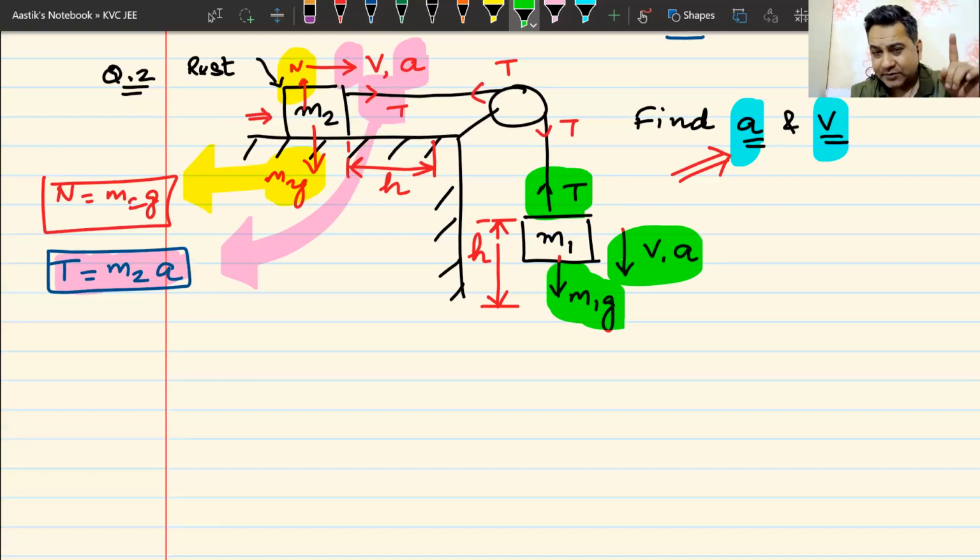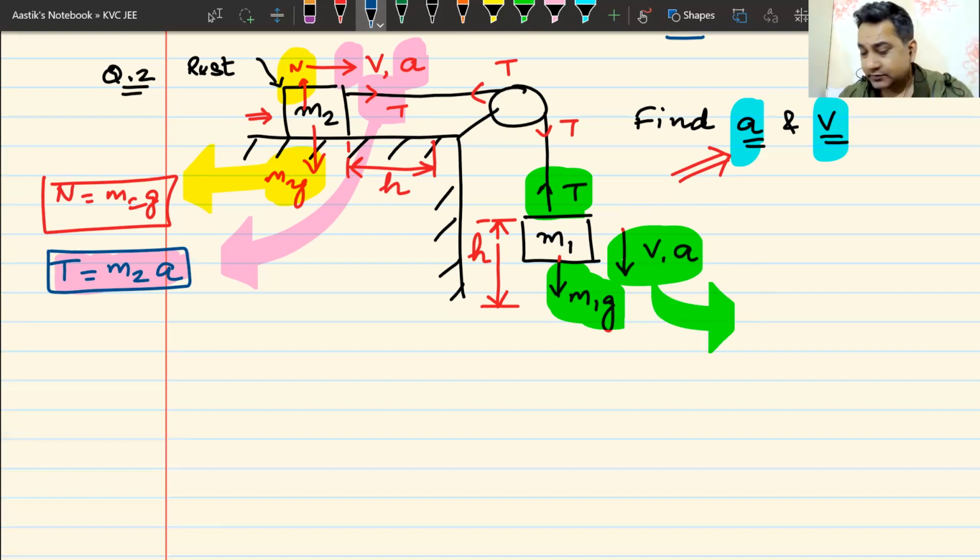Remember, in the previous chapter, we were only doing the question till acceleration. We were not finding out velocity. Here we have gone one step ahead and found out velocity. Can you tell me what is the green equation, anyone? T is equal to m1 plus a. Not correct.